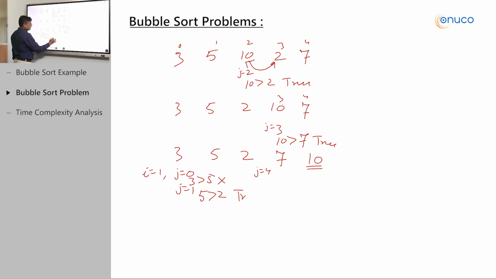Yes, true. If it is true, we need to swap it. Right? 5 will go to the next position. So after swapping, what will happen? 3, 2, 5. It's got swapped. A 7 is there on the positions.